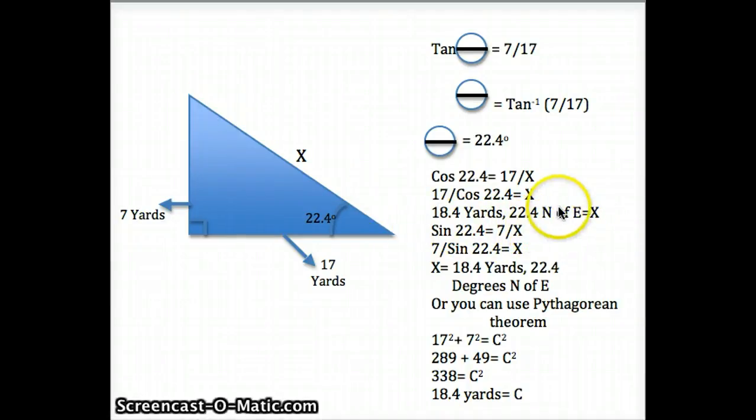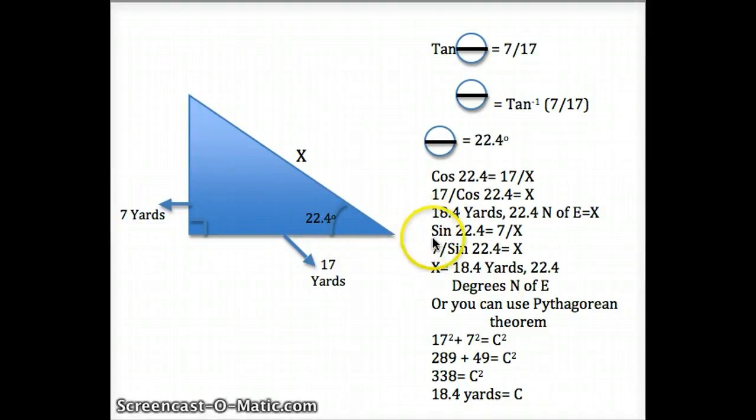And you'd say north of east because the angle over here is touching the east side. Since this is north, this would be east, this would be south, and this would be west. Since the angle is touching the east side, east would come second, so it would be north of east.